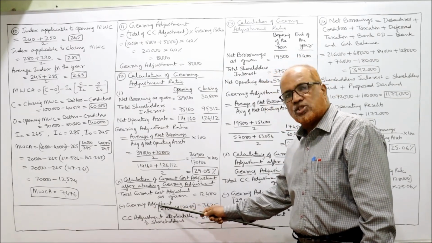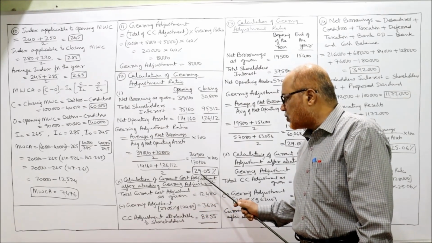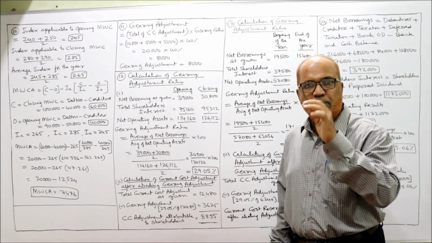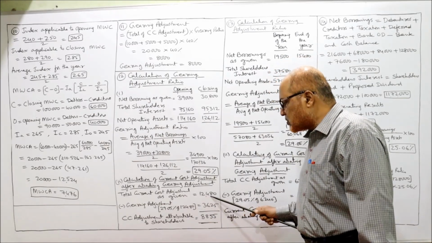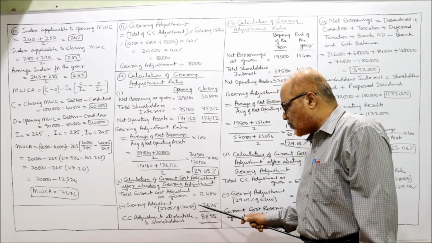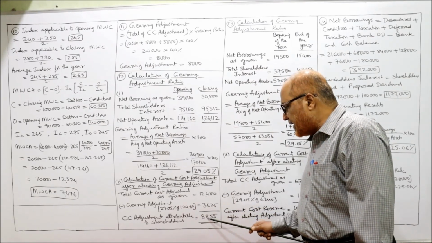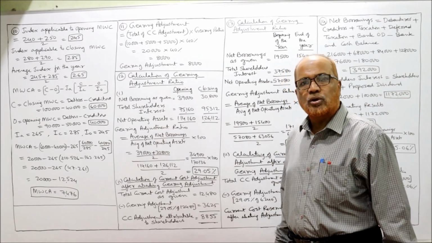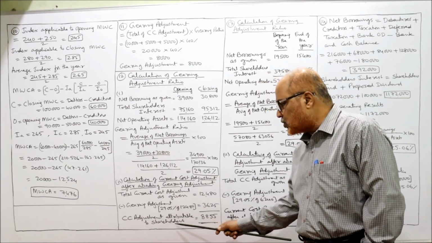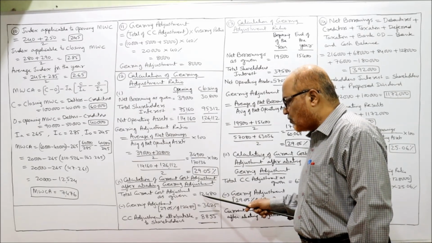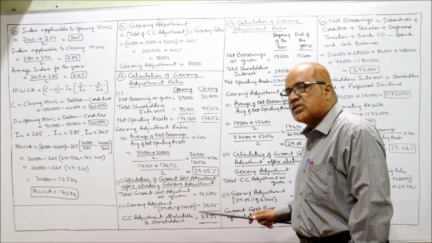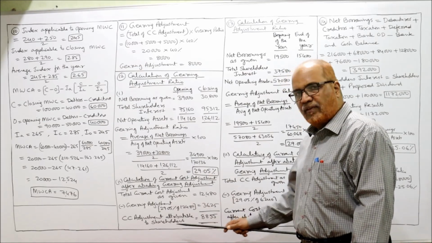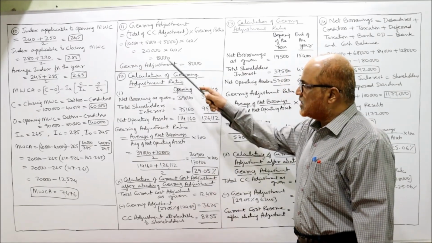From this we deduct the gearing adjustment. How much percentage did we get? 29.05% is gearing, meaning relating to borrowed funds. So out of this 12,480, 29.05% of 12,480 is 3,625. Deduct, you will get 8,855. This is the current cost adjustment relating to shareholders, the current cost adjustment attributable to shareholders. So out of the total current cost adjustment of 12,480, 3,625 should be borne by borrowings and 8,855 is related to shareholders.